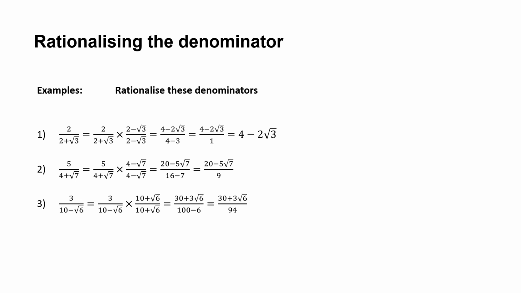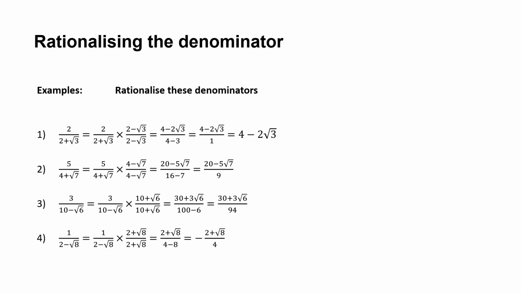Next, we have 3 divided by 10 minus root 6. So that denominator, 10 minus root 6, I want to multiply top and bottom by 10 plus root 6. Doing this, I get 30 plus 3 root 6 divided by 100 minus 6. And that gives me 30 plus 3 root 6 over 94.